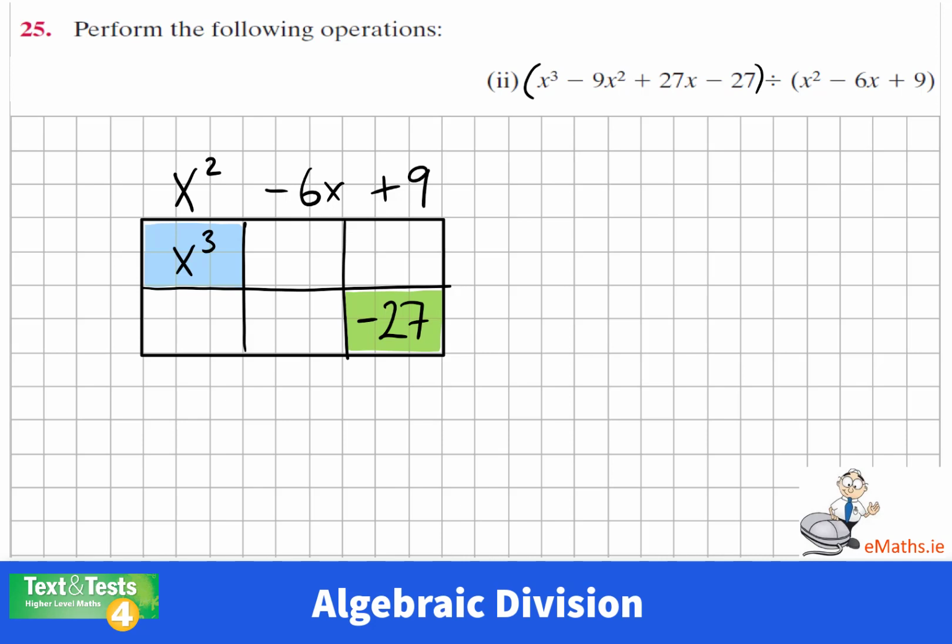What I'm thinking here first in this space here, what do I multiply x squared by to get x cubed? And that will be just x. And the next part, I could work out what goes here. What would I multiply by 9 to get negative 27? Or if I divide negative 27 by 9, you see I get negative 3. And it turns out actually that's the answer to the question.